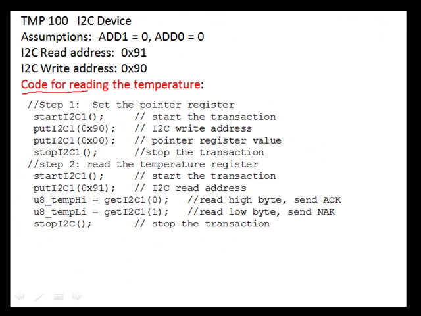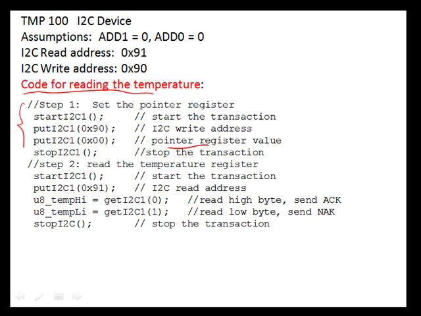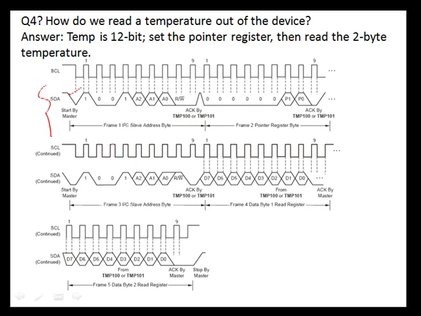So let's write some code for reading the temperature register. Recall that it's going to be 2 transactions. First, a write transaction that's going to set the pointer register value. That's going to be this transaction right here. So first we need a start, so we do a start I2C. We now need to write the I2C write address of 90. That's going to be this guy right here.